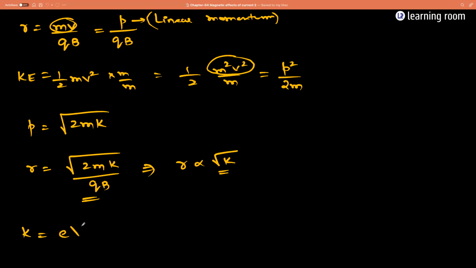Similarly, kinetic energy can also be written as E into V, where E is the charge and V is the accelerating potential. So from this, I can write r is equal to root of 2m into, in the place of K, I can replace it with EV, divided by qB. This is another way of writing. Actually, instead of writing EV, I'll write it as qV, because q is the charge of the particle, V is the accelerating potential. Makes sense? So you'll have these kinds of questions also.